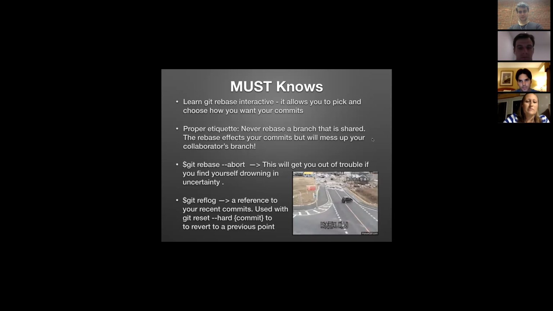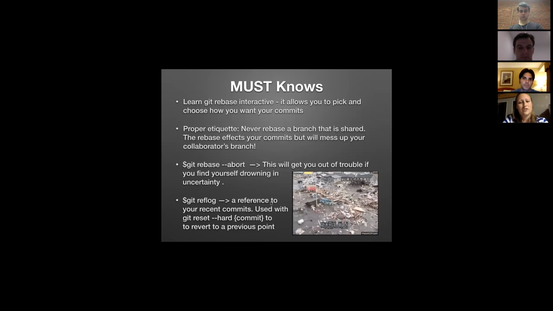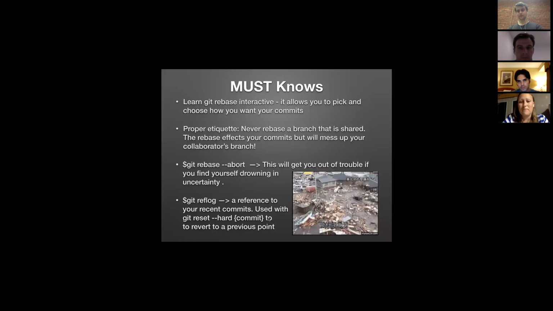And then git reflog, it references all your recent commits. So it's kind of like log, but a little nicer. It's used in conjunction with git reset --hard, and then you use the commit hash that is in the reflog to revert to a previous point. So that one got me out of a big mess. I lost a lot. I saved it elsewhere just in case, but it did bring me back to a point where I could kind of start over.